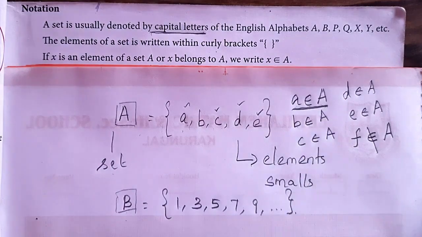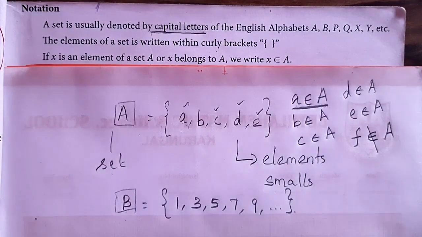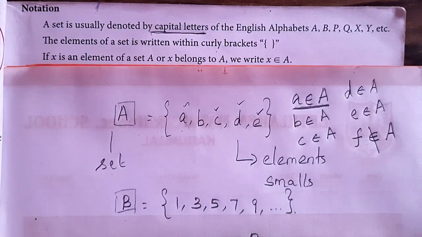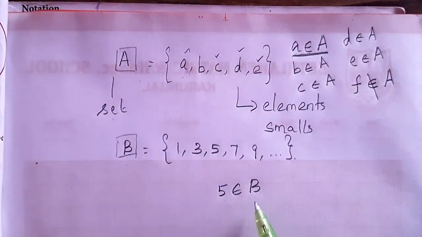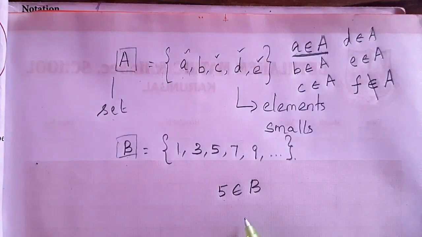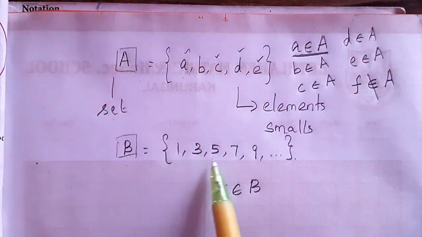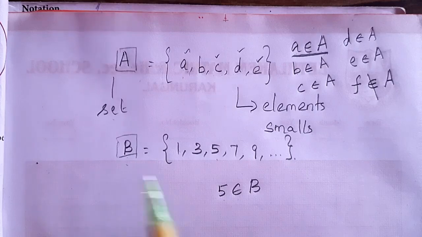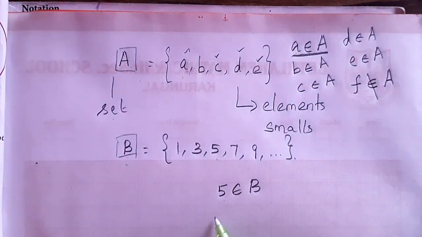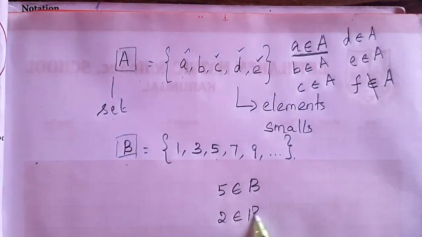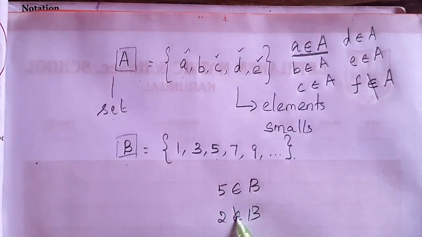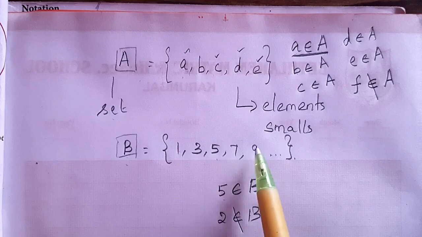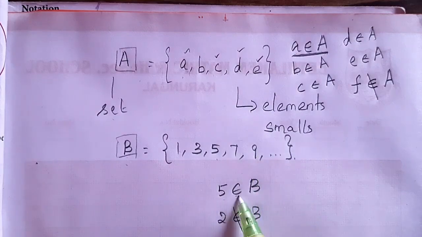I hope you understand this. From this, can I write 5 belongs to B? See, can I write 5 belongs to B? Yes, I can write 5 belongs to B because 5 is in the set B. Shall I write 2 belongs to B? We cannot write it, because 2 does not belong to B. 2 is not in the set. So it is the belongs to symbol, and it is the does not belong to symbol.